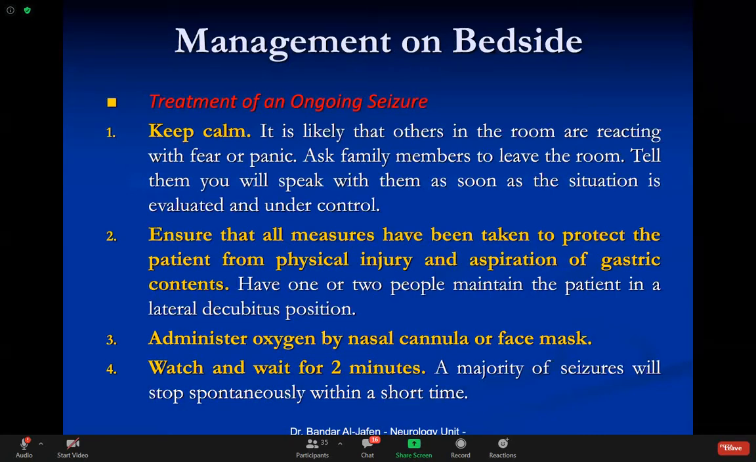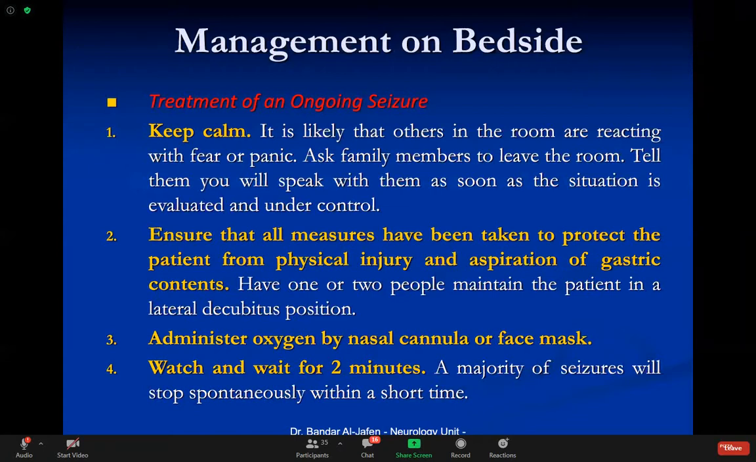Do not try to hug or hold the patient. Just give the patient space to move, to act out the seizure. But in a hospital, you pad the bed, make sure it's not too tight, so there's also room for the patient to move. Administer oxygen by nasal cannula or face mask. Watch and wait for 2 minutes. A majority of seizures will stop spontaneously within a short time.